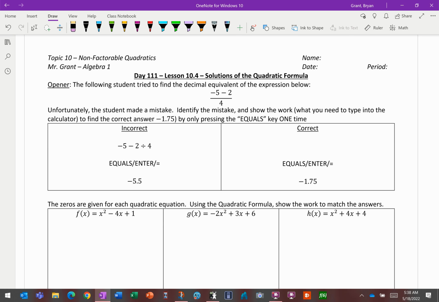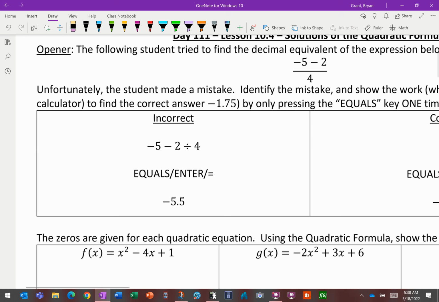So let's start with the incorrect way to do this. Someone saw the negative 5 minus 2 divided by 4. So they said, okay, negative 5 minus 2 divided by 4. They put that into their calculator, they hit enter, and they got negative 5.5. Well, I'm telling you right now that's wrong, but what I'd like you to do is try to get the wrong answer. And it's very easy to do. Just type this into your calculator.